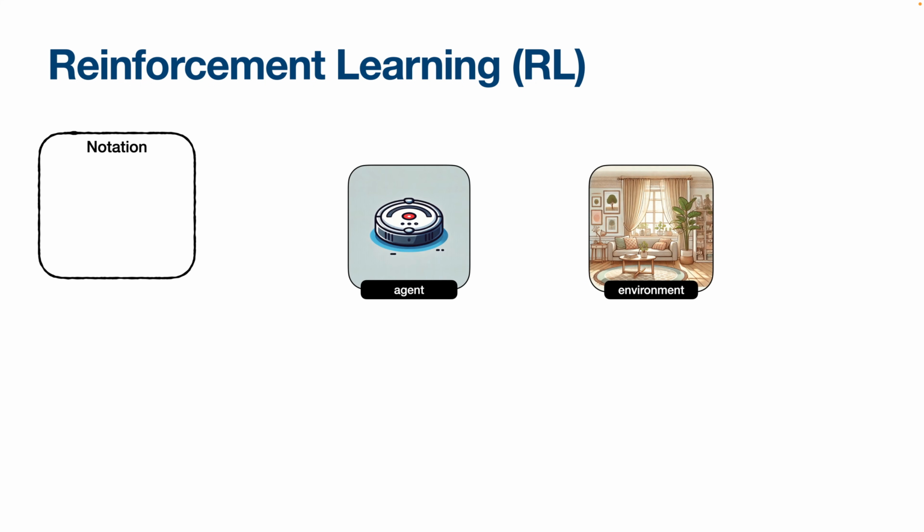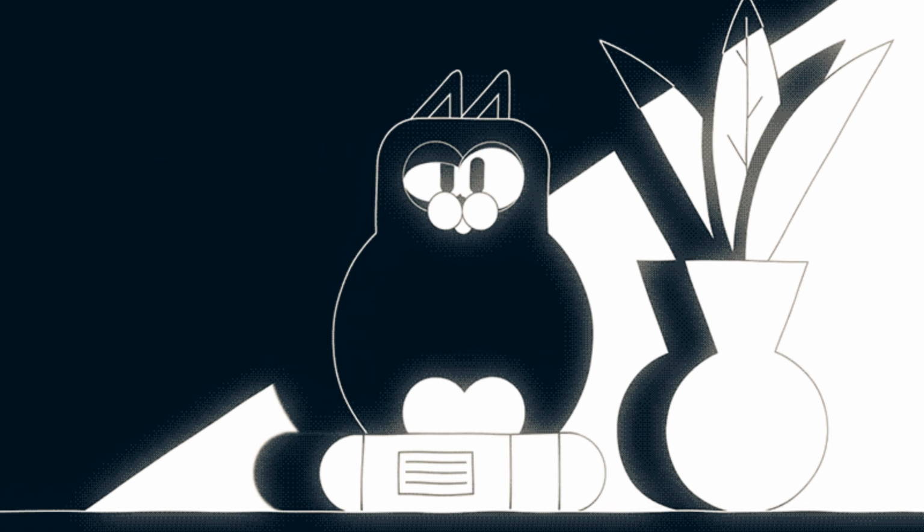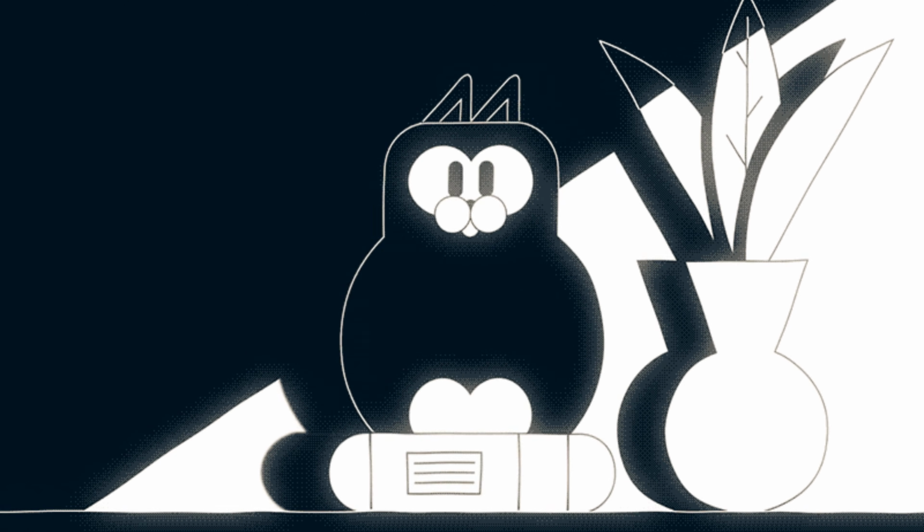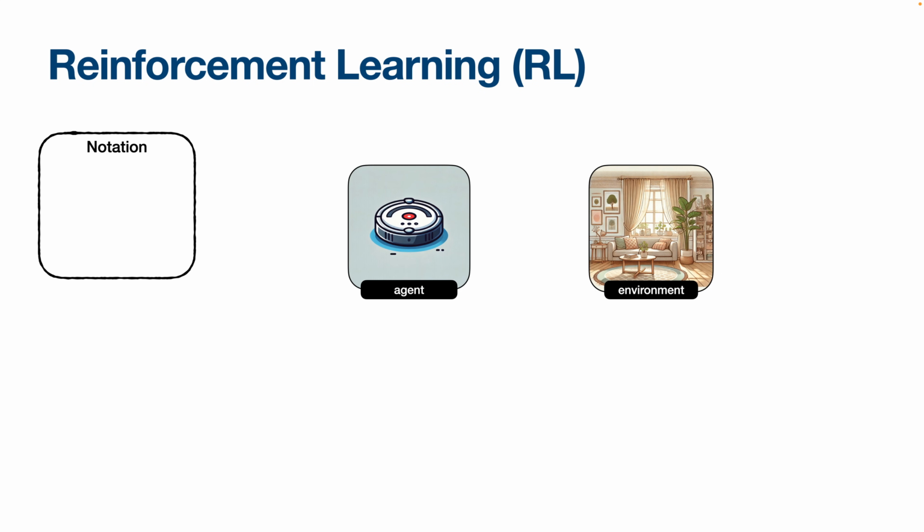Reinforcement learning is much more intuitive in the physical world, where we have an agent like a Roomba navigating an environment like your living room with the goal of sweeping the entire surface.